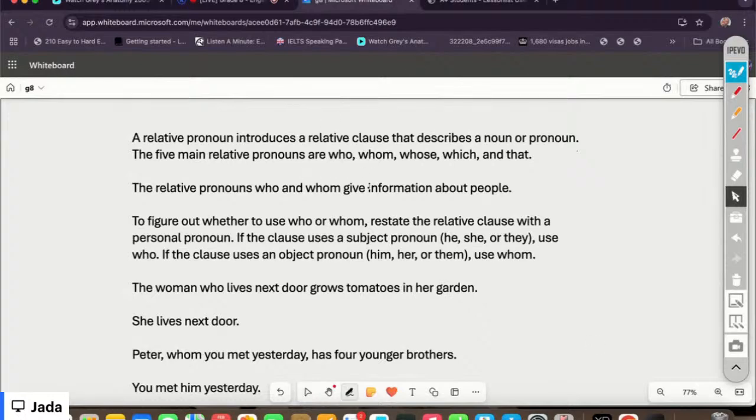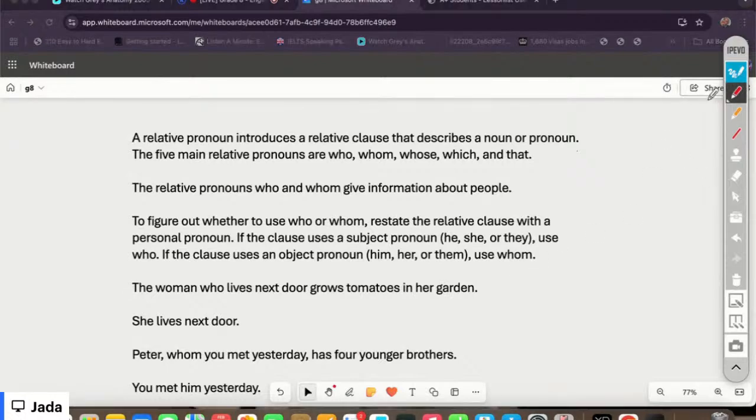A relative pronoun introduces a relative clause. First we need to note that a relative pronoun introduces a relative clause that describes a noun or pronoun. The five main relative pronouns are who, whom, whose, which, and that. These are the five main relative pronouns.